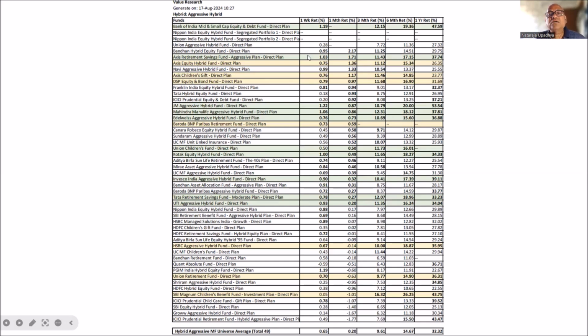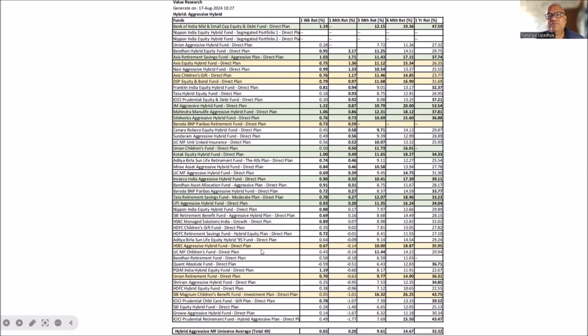The one in orange are those with above average return except for one timeline. Let us consider some. Axis Equity Hybrid Fund has a subdued annual return. It has been doing slightly better in the recent times. Axis Children Gift Fund again low on annual return. DSP Equity and Bond Fund low on annual return. Baroda BNP Paribas Retirement Fund is a new fund. Since it has no data above 1 month, it is marked as orange.